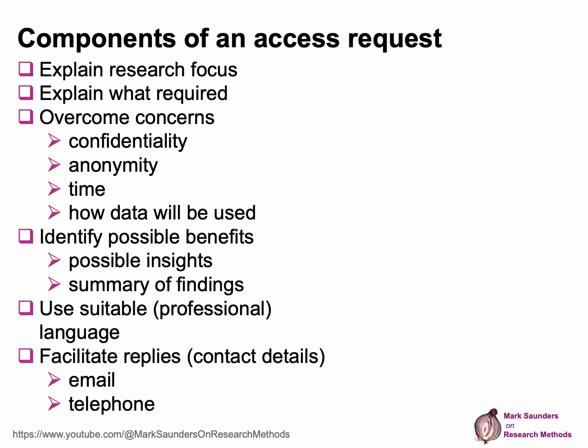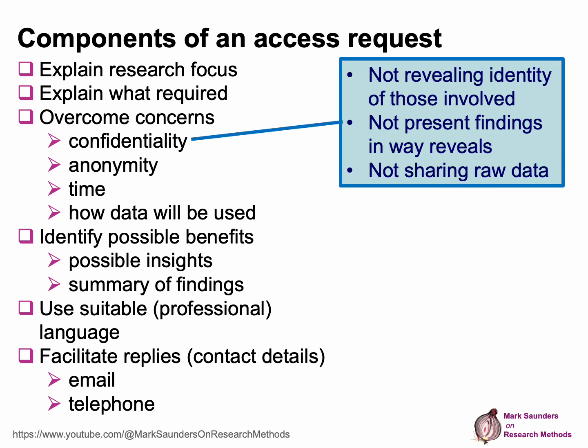So let's look at the components of an access request. And remember, this is an initial access request for physical access. We need to say what the focus of the research is, and we need to say what we require from our access. And once we've done that, we need to think of the concerns that the gatekeeper we're asking for access may have. So we're going to be asking for concerns about confidentiality. And these will be concerns about whether or not we're going to reveal the identity of those involved, participants if it's an interview, and respondents if it's a questionnaire.